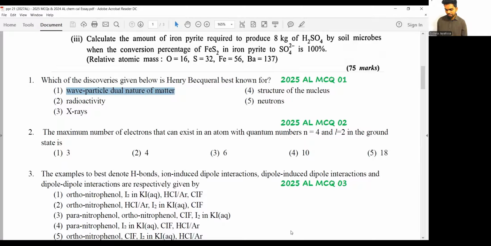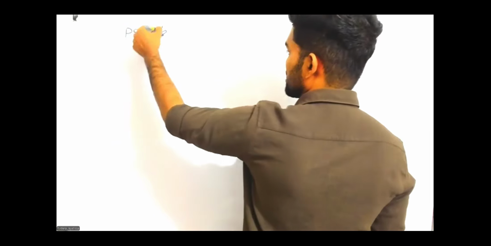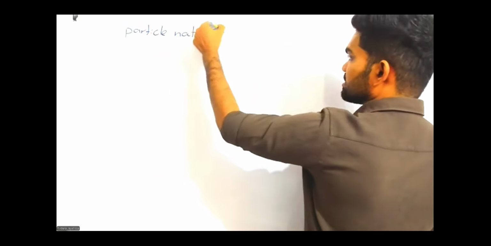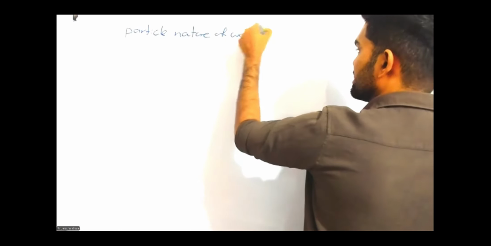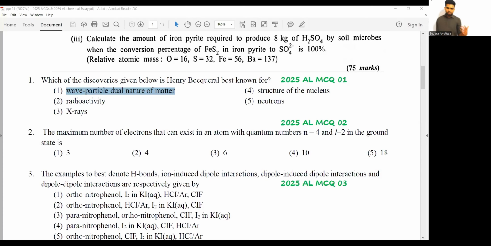And then write again, particle nature of waves. Particle nature of waves is introduced by Einstein. That photons are energy packets and they can behave like particles too. Okay, so that was explained by Einstein. And the wave nature of matter, this dual nature, is explained at the end by de Broglie.